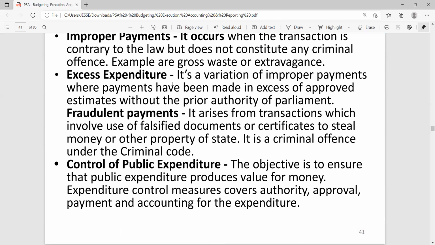Then you have fraudulent payments. These stem from transactions which involve the use of falsified documents or certificates to steal money or other property. And this is a criminal offense, right? Where you use falsified documents to facilitate certain transactions and basically swindle money from the state.